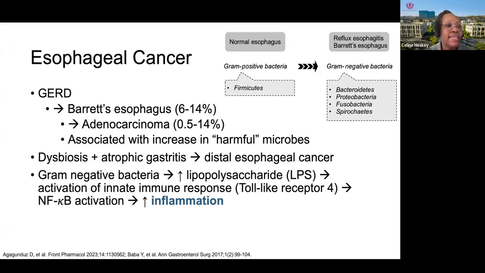So there is evidence that there's a higher percentage of gram-negative bacteria, which leads to higher levels of LPS, which is a molecule found in these types of bacteria, which activates an immune response, which eventually cascades to increased inflammation, which, as I've mentioned before, can increase the risk for cancer. And high levels of LPS have also been associated or linked to different types of chronic diseases, not just cancer.